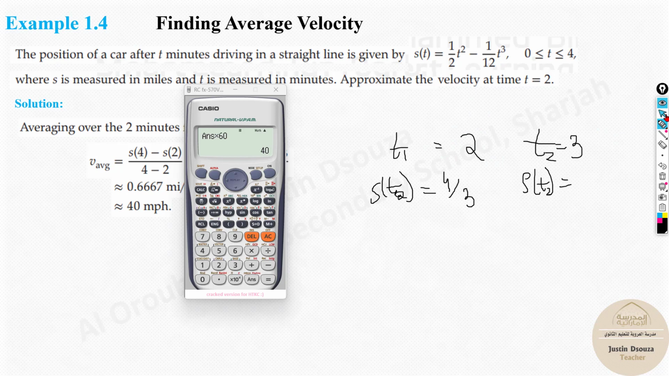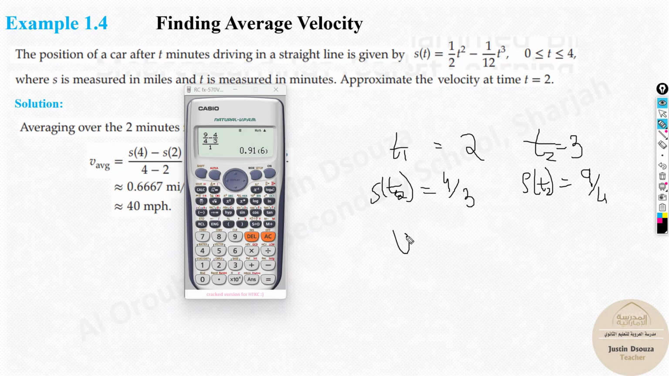But what about 3? So all you need to do is 0.5 into 3 square minus 1 by 12 into 3 cube. The answer is 9/4, 9 divided by 4. Okay. Now use this in the slope formula. First 9 by 4 minus 4 by 3, divided by 3 minus 2 which is 1. The answer is 11 by 12, that is 0.916.